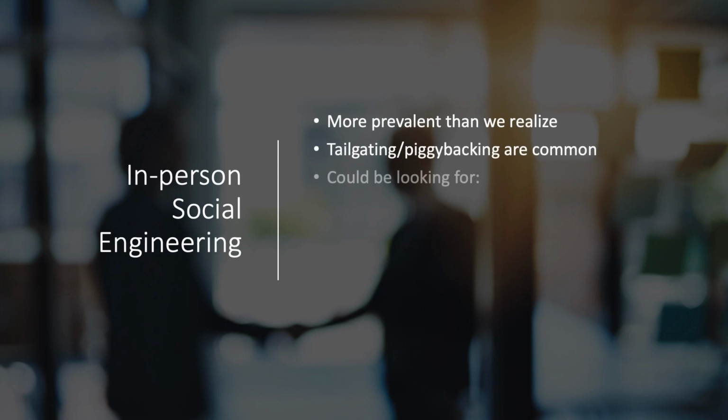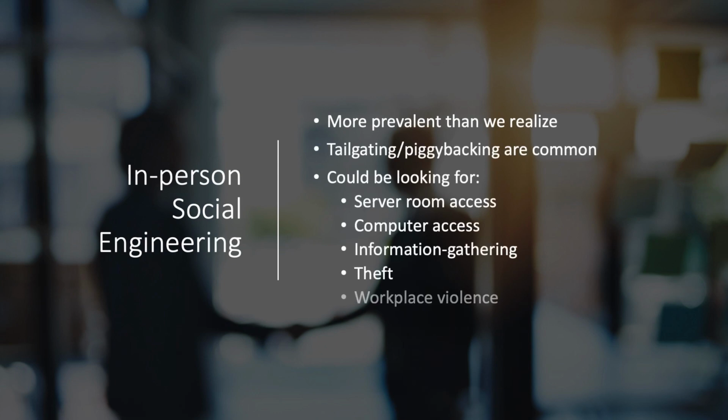Now let's talk about in-person social engineering. Now, this is a lot more prevalent than we realize. The bad guys are out there actively trying to get into your organization. While this is a little bit easier at large organizations because there can be a lot of people walking around that maybe you don't know, the preferred method for attackers at large organizations is to piggyback or tailgate through a locked door following somebody. Certainly, those bad guys could be looking for server room access, right? Computer room access. They could be looking for information. What do we leave sitting out on our desks?